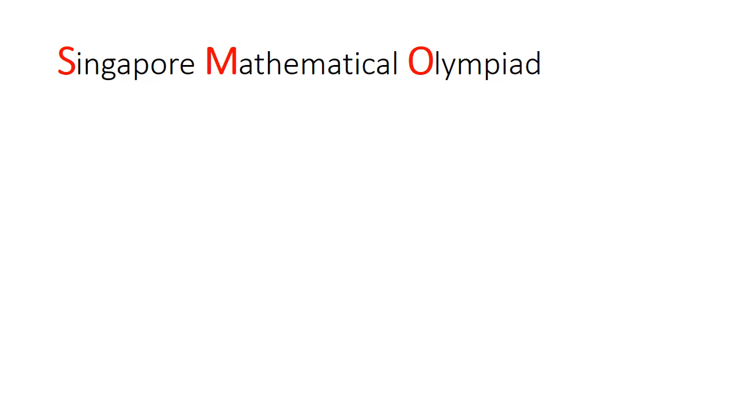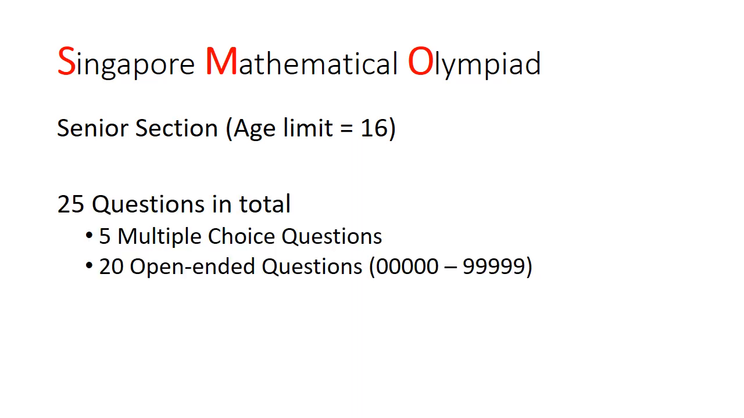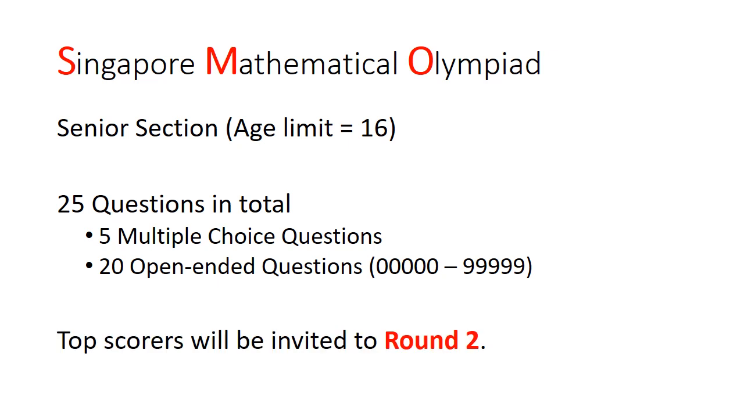It comprises 3 sections. Today, I'll be going through the senior section, which is for students with an age limit of 16 and under. There are 25 questions in total, comprising 5 multiple choice questions and 20 open-ended questions. Students who score well will be invited to a second round.